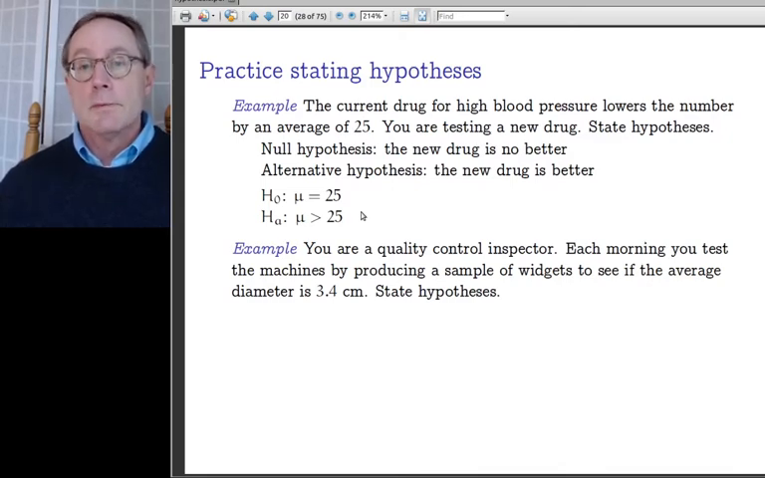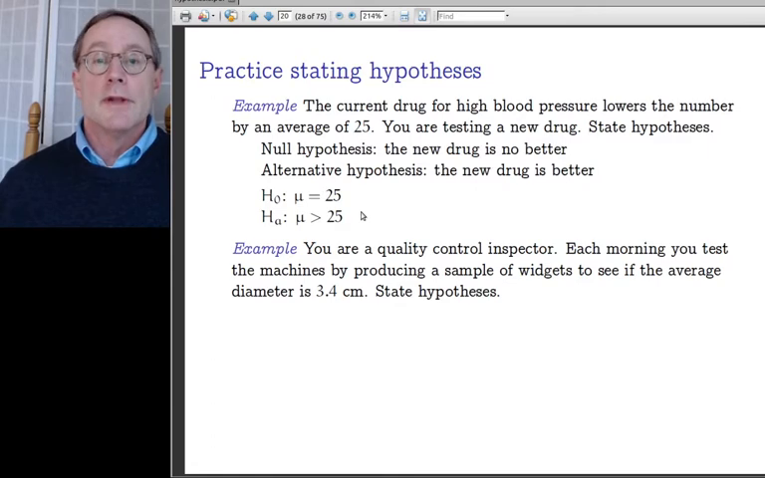Let's try another one. You're a quality control inspector. Every morning you go out on the factory floor and you test the machines by producing a sample of widgets to make sure that today's machines are still producing the right diameter, which happens to be 3.4 centimeters.